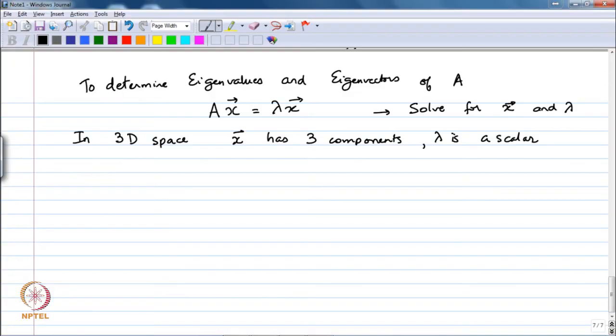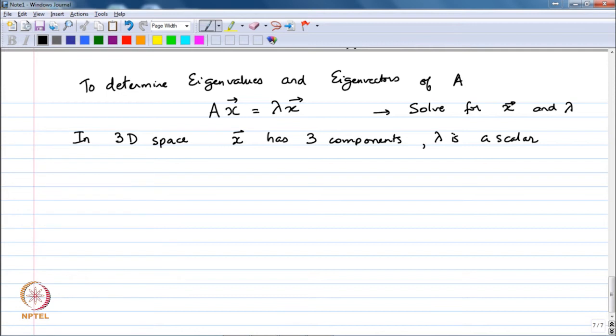It looks like there are 4 unknowns and there are only 3 equations. So, A x equal to lambda x represents 3 equations. It is a vector equation, and since you are in 3D space you have 3 equations. But you have 3 equations and 4 things that you have to determine. So it appears like that, but as we will see, eigenvectors only refer to directions and not magnitudes. So we do not really need to worry about the magnitude. So you can in fact determine the distinct directions.